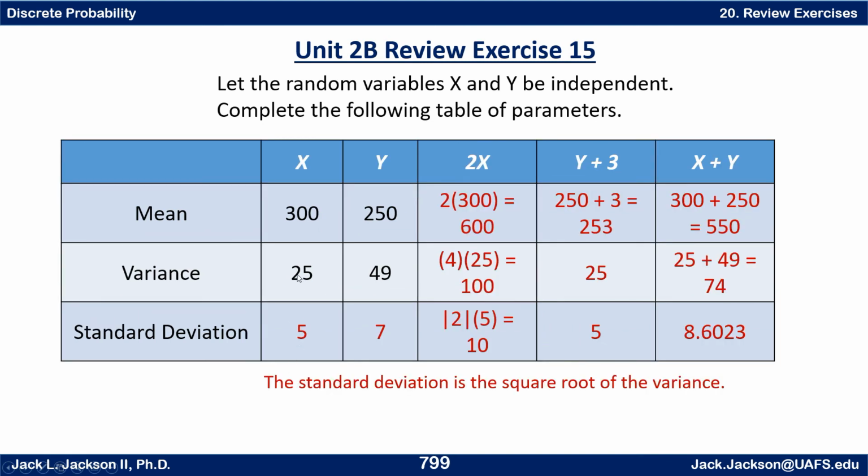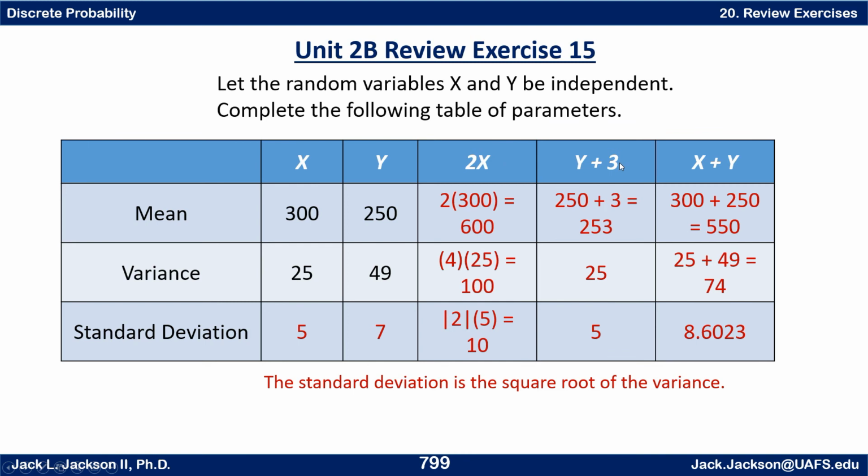Well, first of all, the relationship between variance and standard deviation is that the standard deviation is the square root of the variance. So the square root of 25 is 5, the square root of 49 is 7. When you multiply something by 2, you double the mean. So 2 times 300 is 600. You also double the standard deviation: take the absolute value of that multiplier and multiply by the standard deviation, which gives you a new standard deviation of 10. Square that, you get 100 here. So you end up multiplying the variance by that 2 squared, or just find the standard deviation and square it.